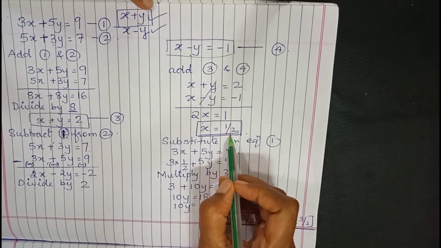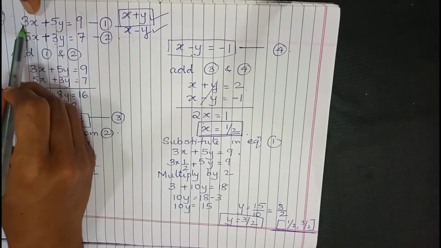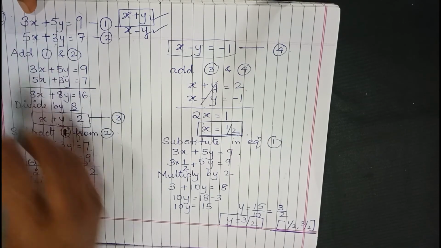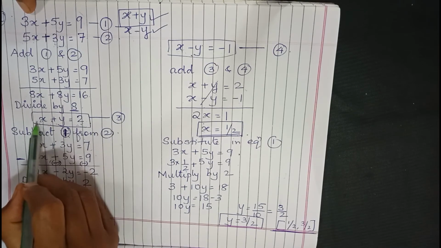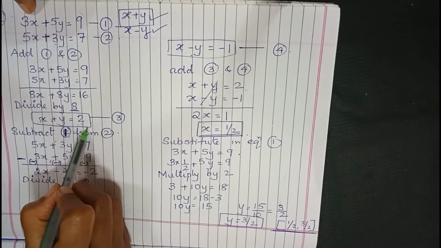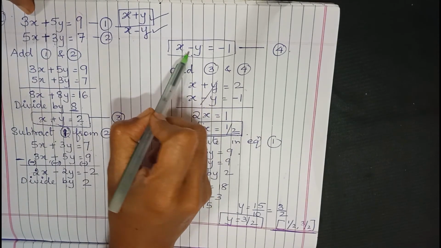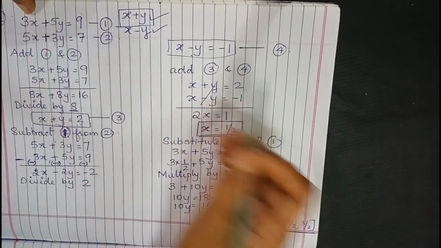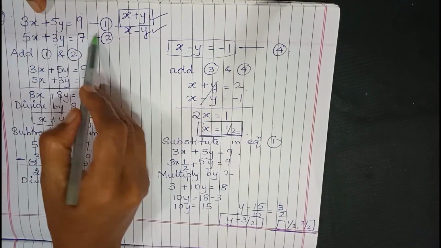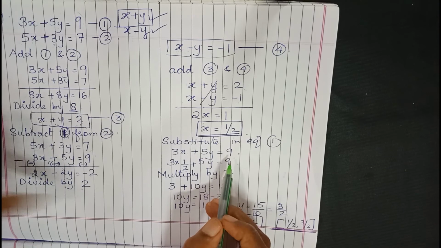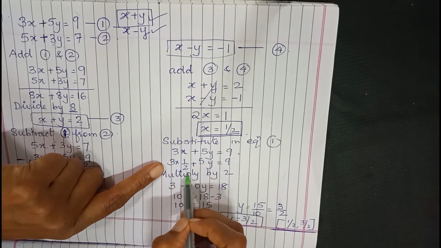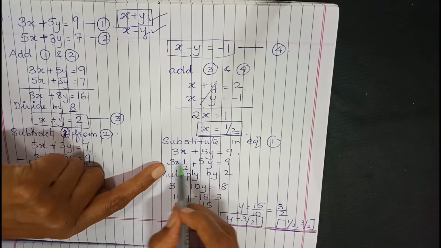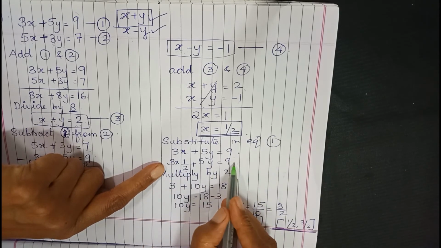Right? Now to get the value of y, we substitute it in any one equation. So let's say the first equation, or even you can do it in this equation also: in x plus y is equal to 2, in this also you can substitute. It's correct to do in any equation. So let's say I've taken the first one. We substitute the value of x as 1 upon 2. So where there was x, I have substituted 1 upon 2. So 3 into 1 upon 2 plus 5y is equal to 9.